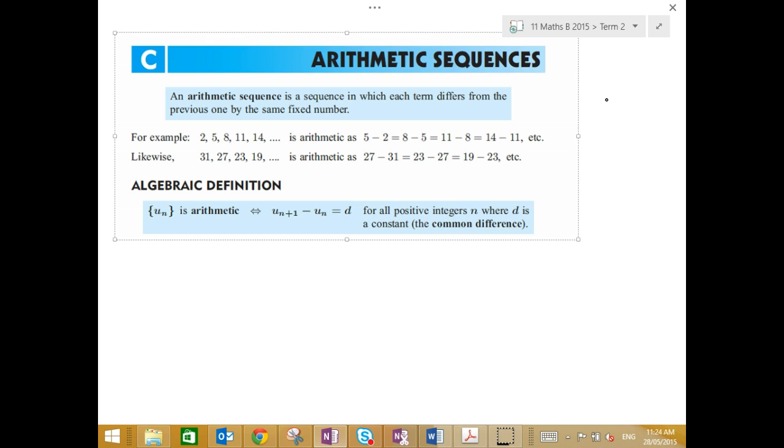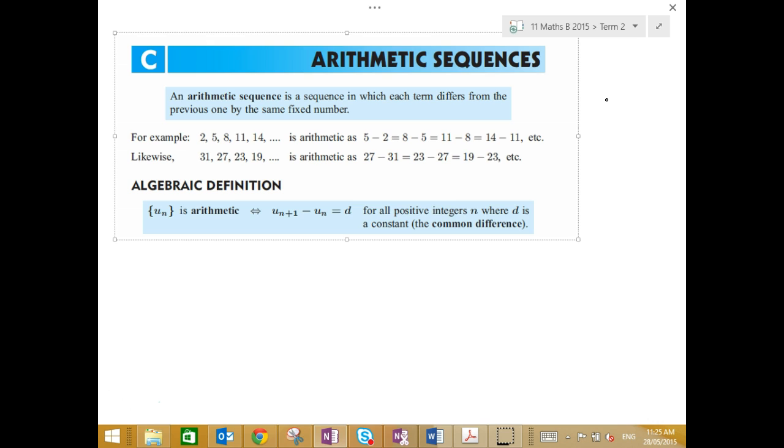Alright. The word on its own, arithmetic, is the noun, but this is a type of sequence, so it's describing the sequence, so it's an adjective, an arithmetic sequence. An arithmetic sequence is a sequence in which each term differs from the previous one by a fixed number. So you are either adding or subtracting a constant amount to get from one term to the next. You remember that arithmetic is like adding numbers together, so that's what we do. That's what they're saying here.